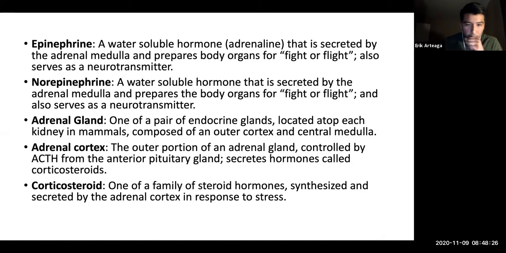Adrenal gland, one of a pair of endocrine glands located atop each kidney in mammals, composed of an outer cortex and central medulla. Adrenal cortex is the outer portion of an adrenal gland controlled by the ACTH from the anterior pituitary gland, and it secretes hormones called corticosteroids. Okay, we'll talk a little bit about corticosteroids and stress. So corticosteroid is one family of steroid hormones synthesized and secreted by the adrenal cortex in response to stress. Okay, so this again is going to be decreasing inflammation, right?